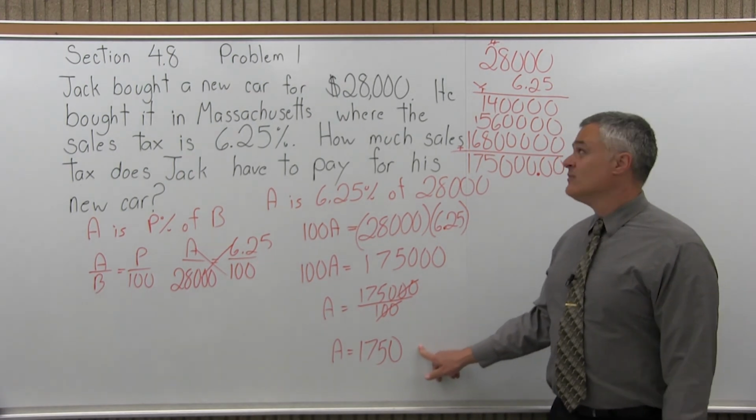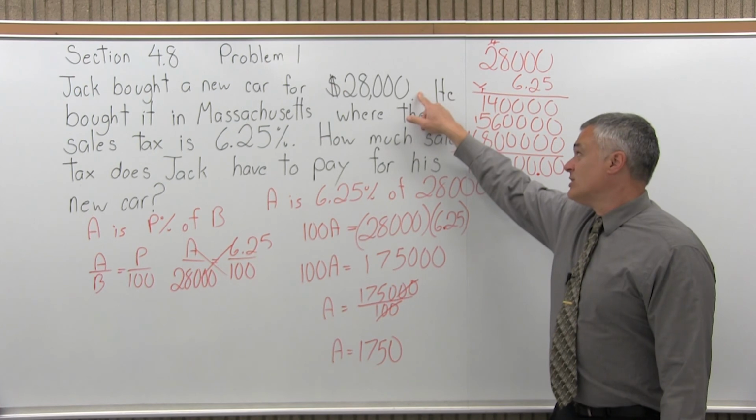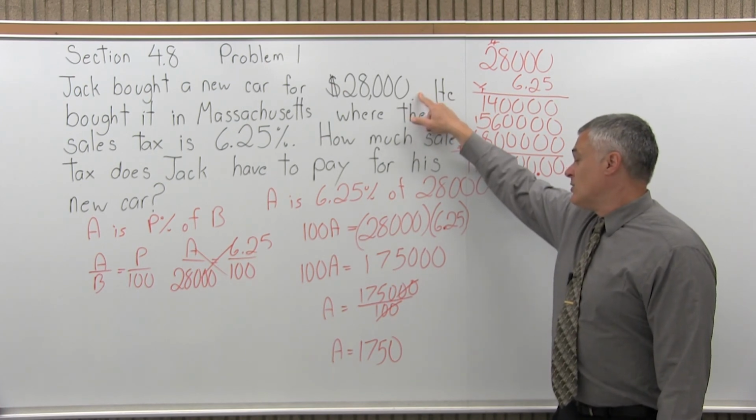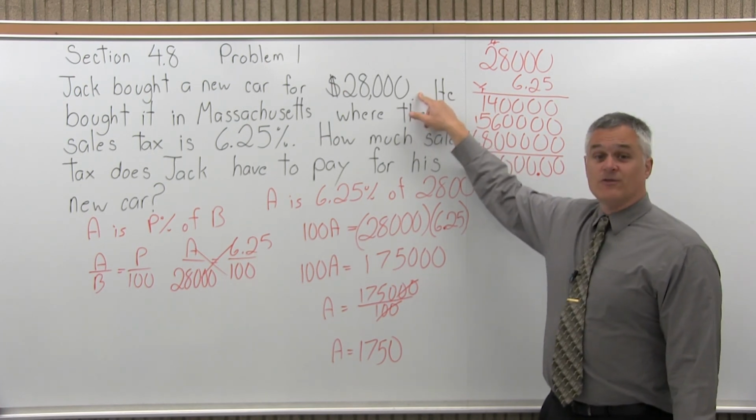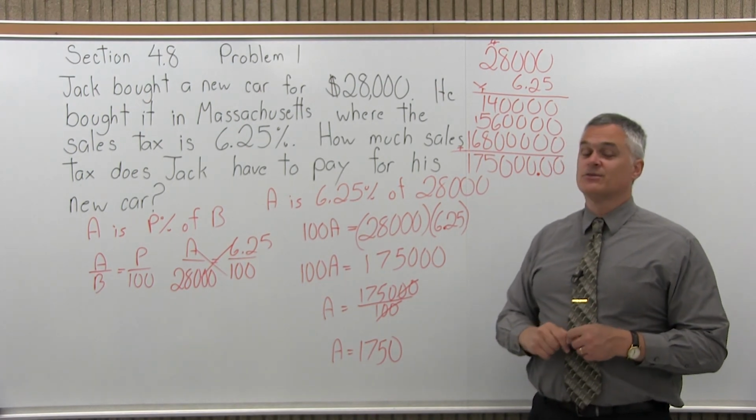That's quite a bit on a $28,000 car. So the total that he paid would be $29,750 after tax. So it's coming close to $30,000 with the sales tax.